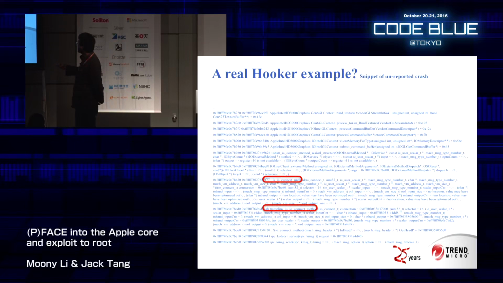The trampoline is our connect core method, which inline hooks the system API. This API passes, for example, the connection of the user client or user service, the selector (the function number for the service, which is an integer), and also scalar input, inbound input, and so forth. And there is also output-related information.